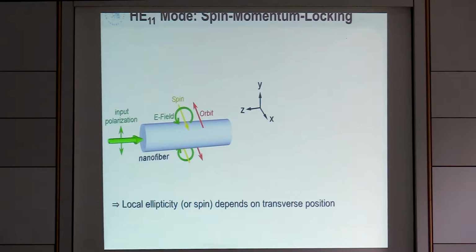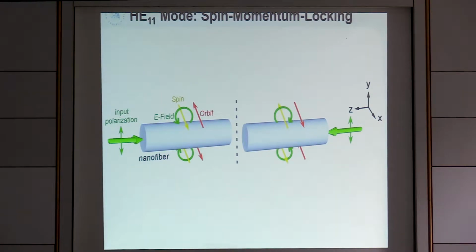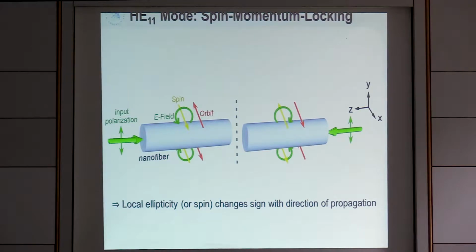More importantly, if I now reverse the direction of propagation of the light field, this transverse spin, like for the water wave, changes sign. So when the E field turns counterclockwise above the waveguide for light propagating from left to right, it will turn clockwise for light propagating from right to left. So that means that the local ellipticity or spin changes sign with the direction of propagation, and this effect too is referred to as spin momentum locking of light. Okay, so the spin is no longer independent of the linear momentum of the guided light, but the transverse component is locked to the linear momentum, and if I reverse the linear momentum, the sign of the transverse spin also has to change.